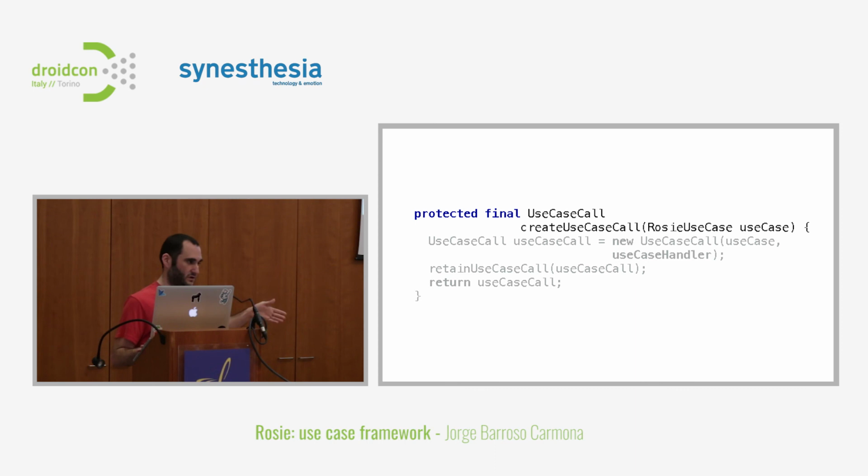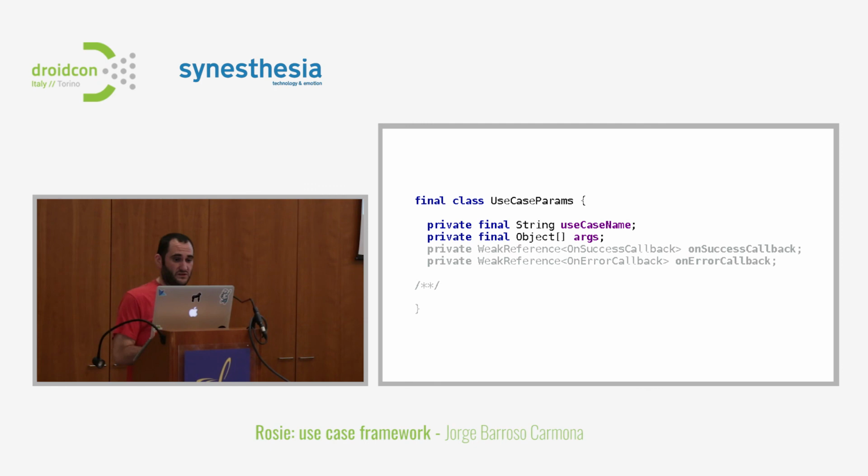Okay, a use case is only the arguments, and the use case name is optional, and the callbacks. And the callbacks are with reference. For this reason, we need to retain.